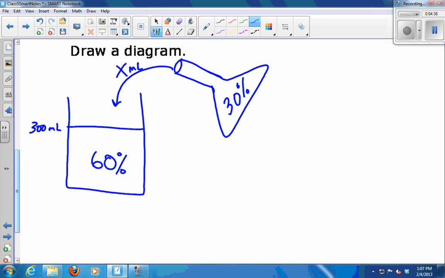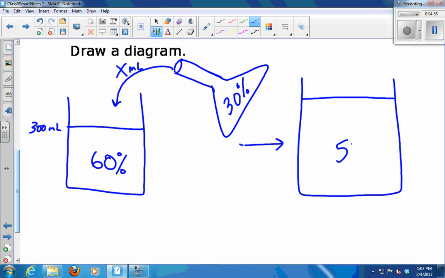And then after we pour it in, what? The composition of the two, yep. The beaker is now going to be labeled 50%. And how many milliliters is it full to? 300 plus X. We had 300 to begin with. I'm pouring X more in, so it's going to be filled up to 300 plus X milliliters.